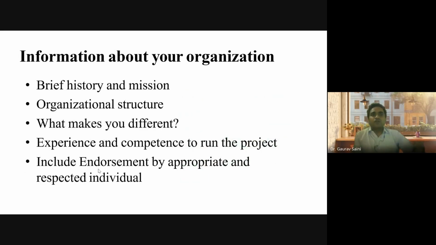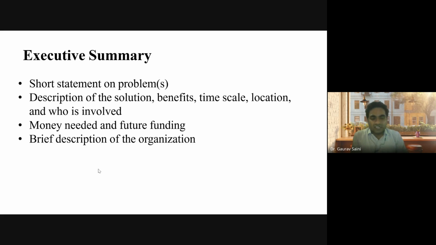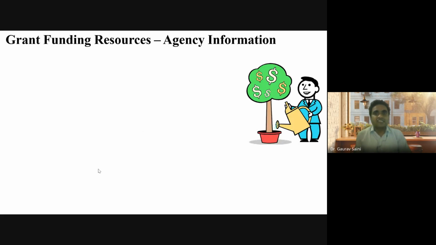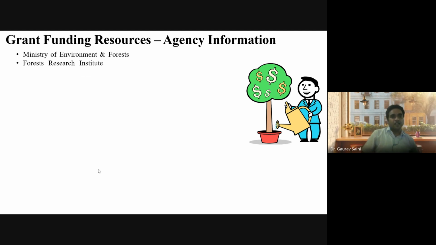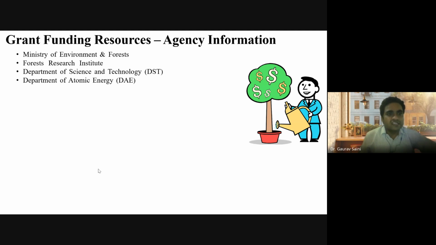And information about the organization, that we have already covered, and executive summary we have already covered. Next is, what are the different grant funding agencies information. So what we have is Ministry of Environment and Forest. Time is very limited, so there are different agencies: DST, Department of Atomic Energy, Department of Biotechnology.